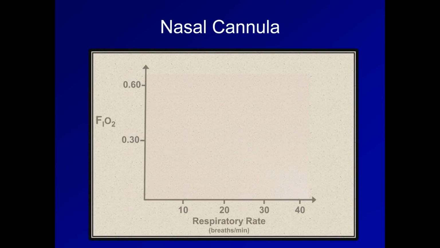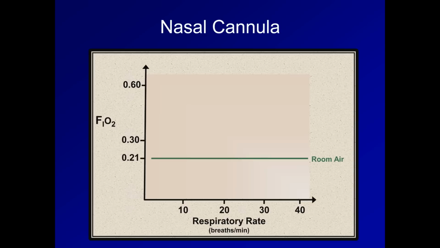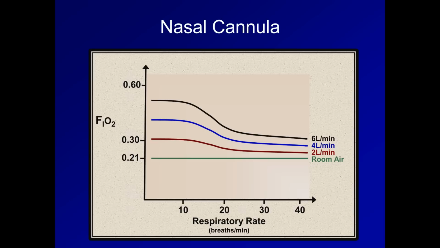Here is a graph of FiO2 as a function of respiratory rate. Here is room air, which provides exactly 21% oxygen at any respiratory rate. Here is 2 liters per minute, and 4 liters per minute, and 6 liters per minute. At a normal respiratory rate of 14, we can see that there is significant discrimination between FiO2 depending upon flow rate, and the FiO2 with 6 liters is somewhere between 45 and 50%.